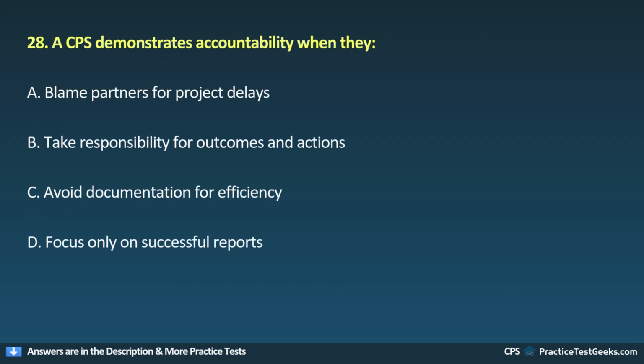28. A CPS demonstrates accountability when they A. Blame partners for project delays. B. Take responsibility for outcomes and actions. C. Avoid documentation for efficiency. D. Focus only on successful reports.